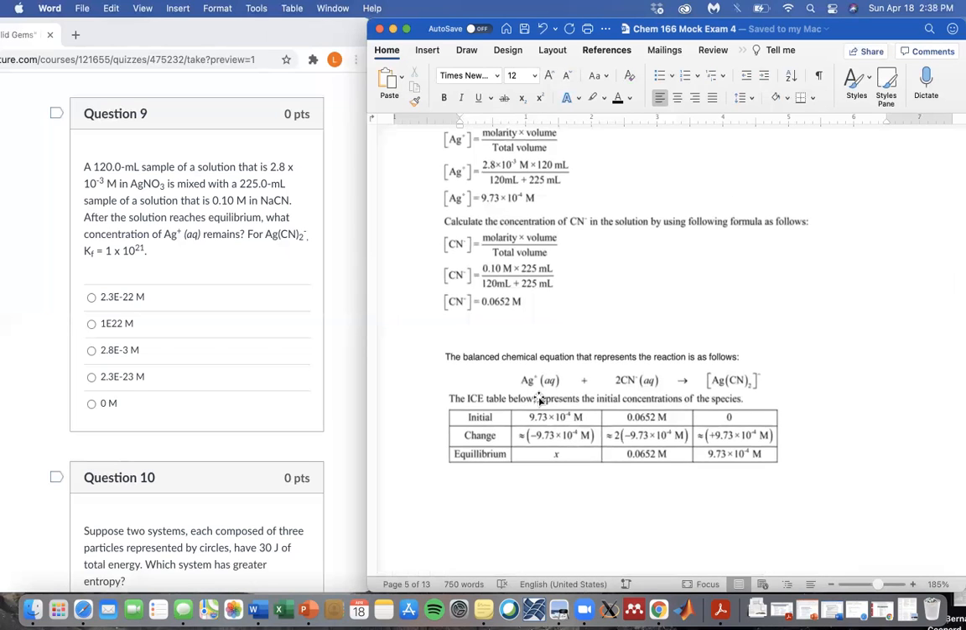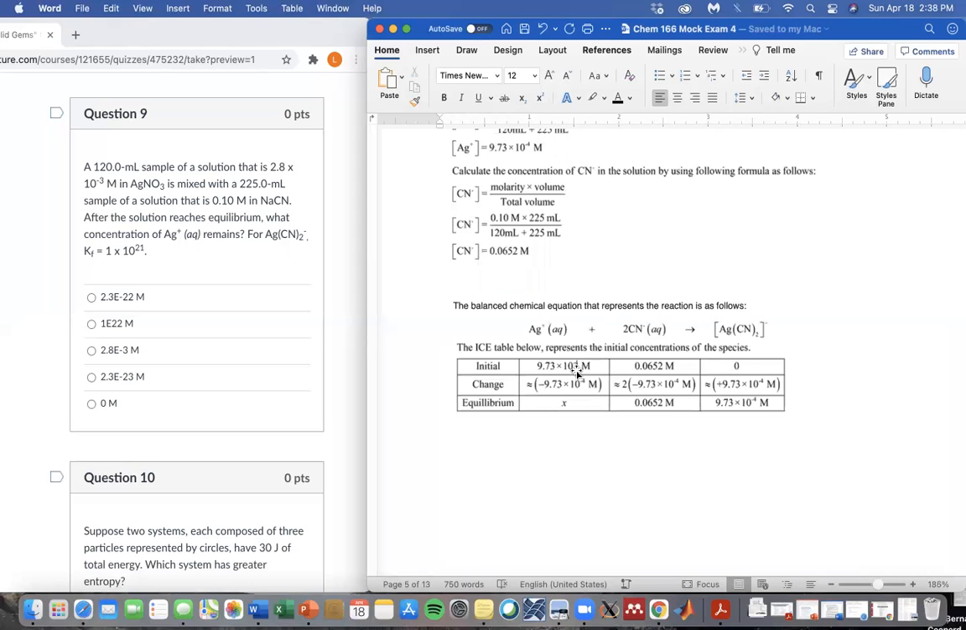Out of these two, you have a concentration of 9.73 times 10 to the negative fourth of Ag plus, and you have 0.0652 molar of CN minus, but you do need 2 of those. But which one's the limiting reactant? Is it the silver or is it the cyanide in this case? The silver. Yeah, because the concentration's so small, even though you need 2 CN minus for every 1 mole of silver, you still have way more cyanide than you do silver. And so you would go to pretty much completion here.